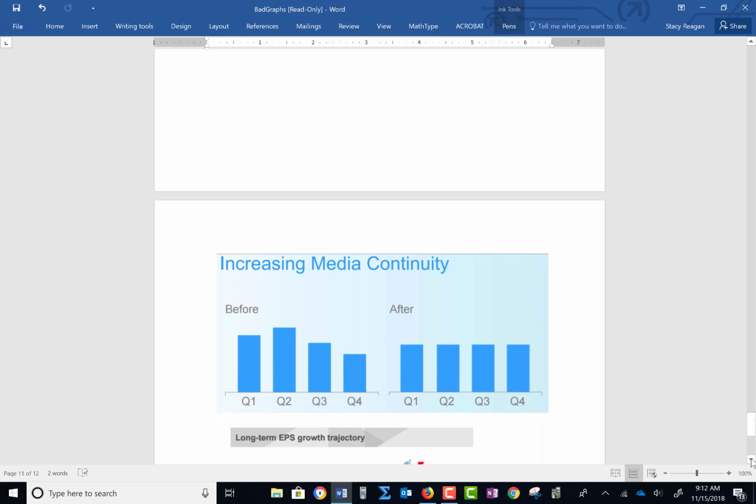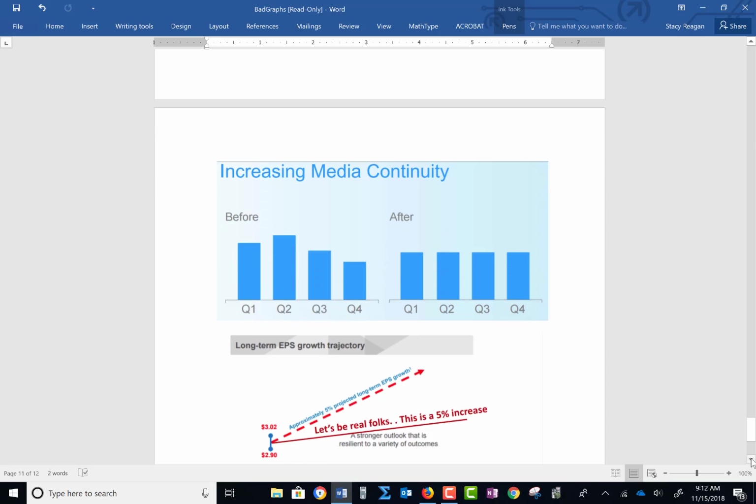If you look at this one, increasing media continuity, I don't know what those bars represent. I don't know what the scale is. I don't know if it's percentages. It's not labeled on a vertical axis so that we would know.